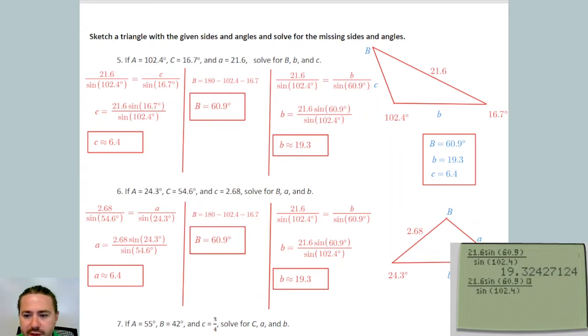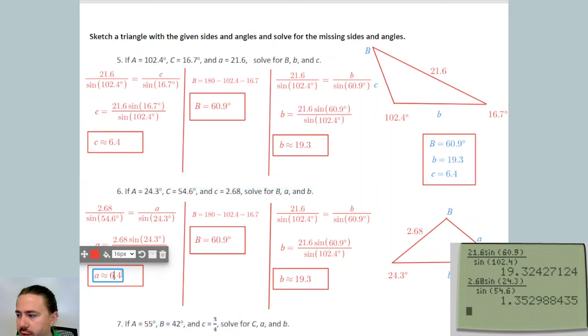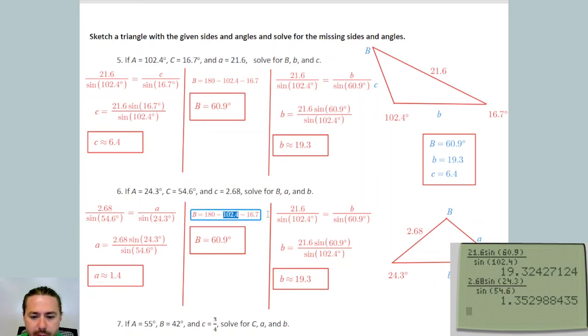We've got 2.68 times the sine of 24.3 divided by the sine of 54.6. Okay, so we get 1.4. All right, so side A is going to be 1.4. So let's go for, I guess we need angle B, don't we? So it'd be 180 minus 24.3 minus 54.6.